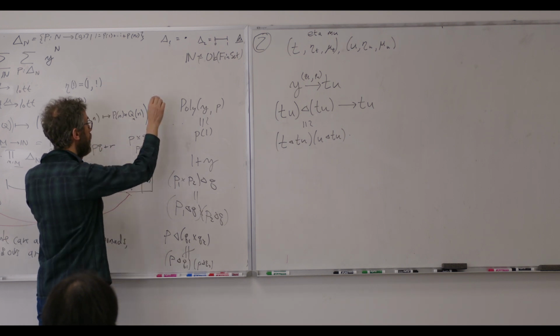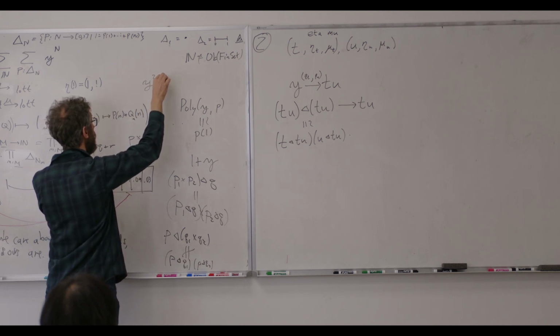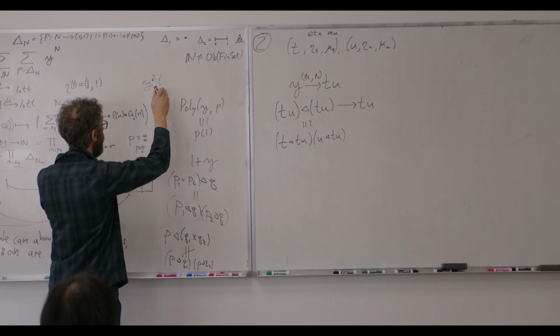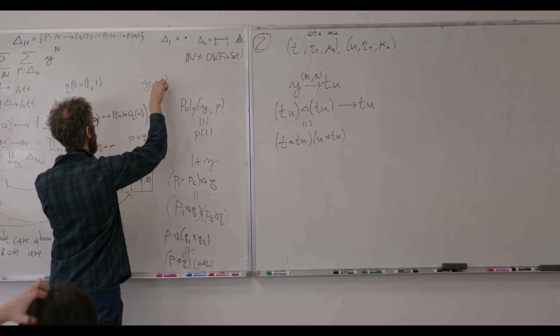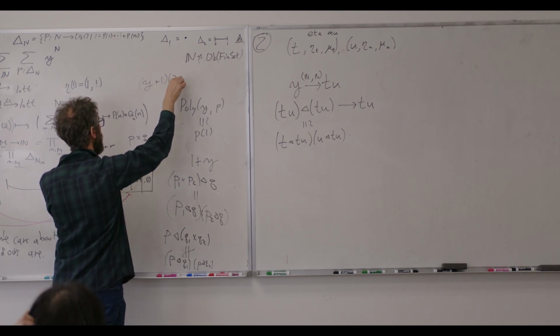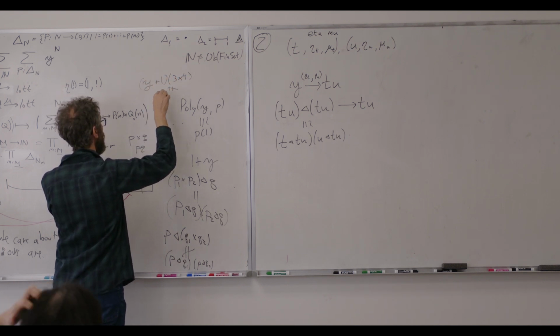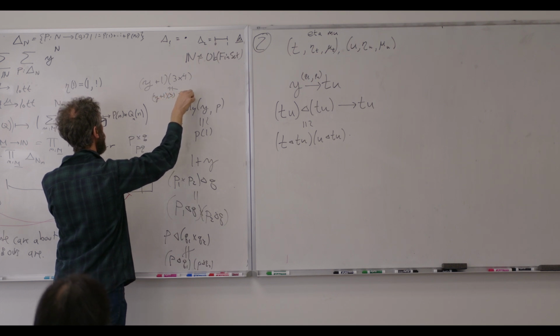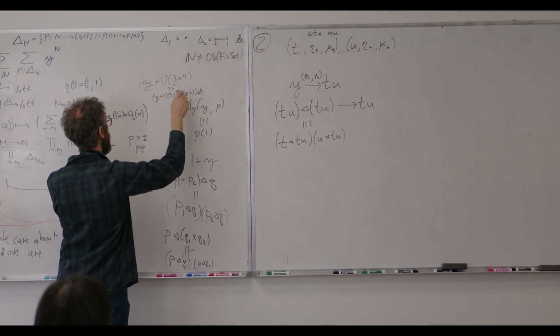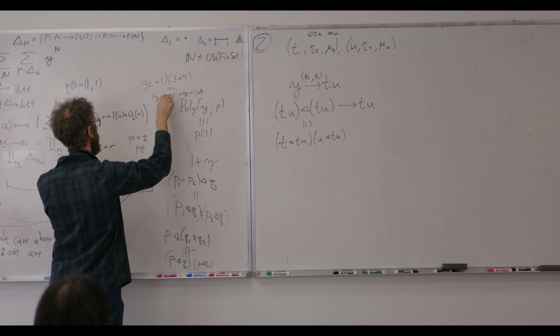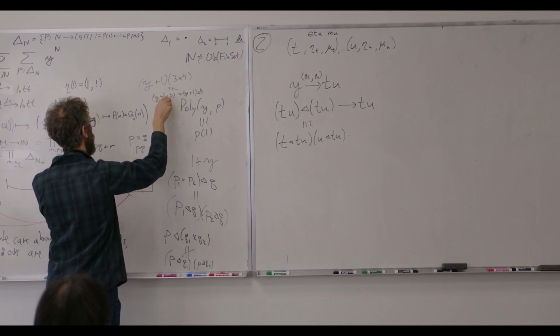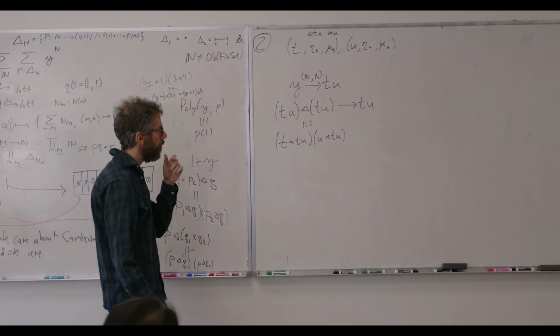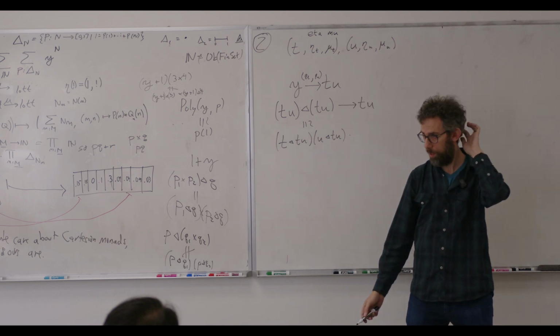Like y squared of, wait, what? y plus 1 of 3 times 4 is not y plus 1 of 3 times y plus 1 of 4. Okay. So what do we do to use our monads?